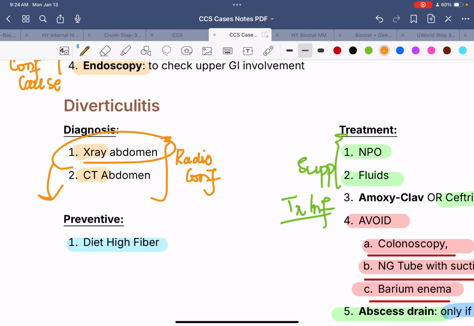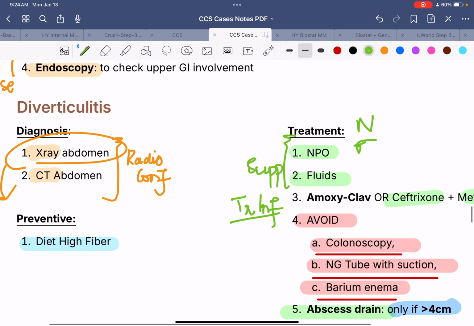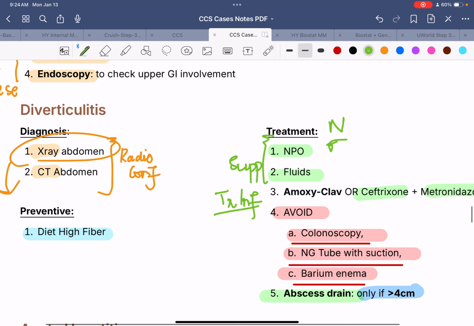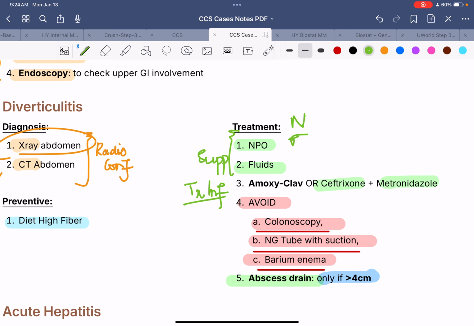For the treatment, of course, we are not going to do surgery acutely. So from the NNF mnemonic, we are just going to do NNF, right? We're going to put him on NPO along with give him IV fluids. For the specific treatment of the infection, we are going to give amoxicillin clavulanate or ceftriaxone with metronidazole. And there are three things that you're actually going to avoid. So the second N that we had over here of NG, that is what you're going to avoid.